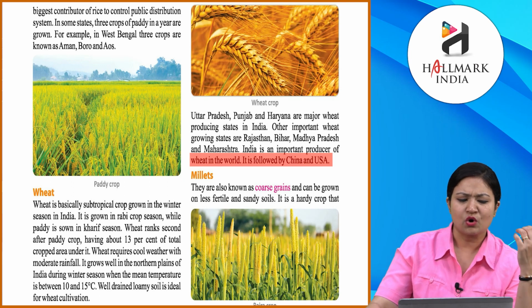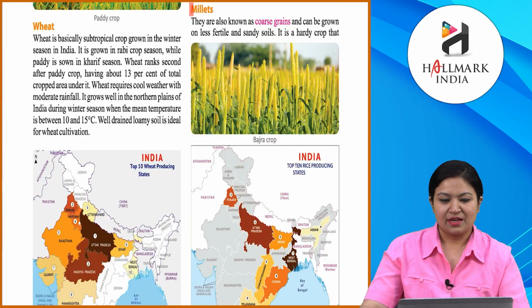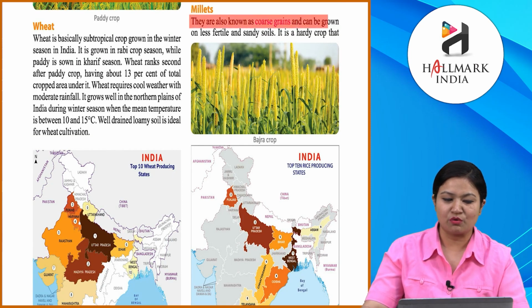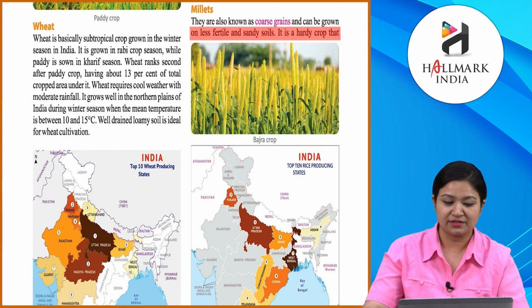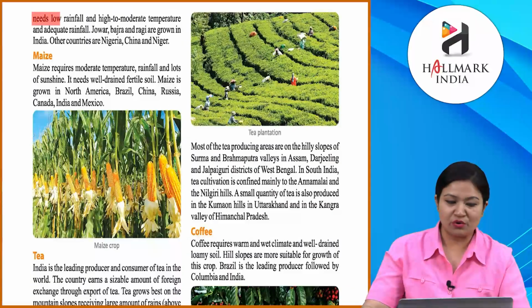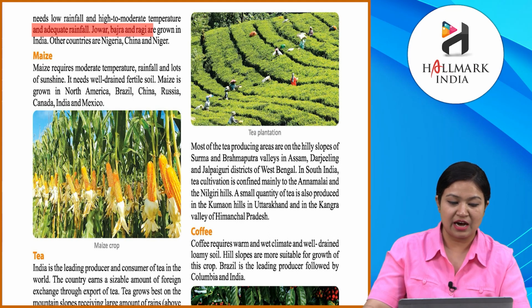Millets, they are also known as coarse grains and can be grown on less fertile and sandy soils. It is a hardy crop that needs low rainfall and high to moderate temperature. Jowar, bajra and ragi are grown in India. Other producing countries are Nigeria, China and Niger.